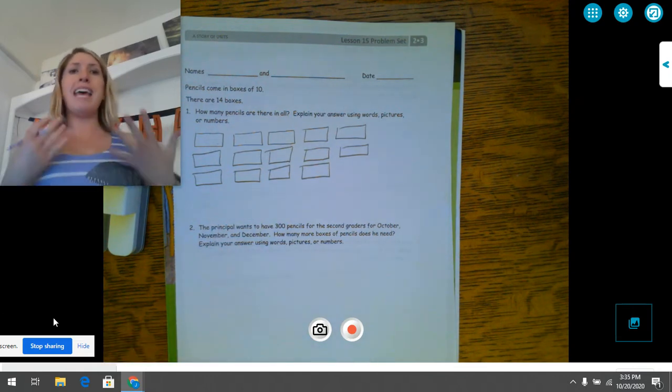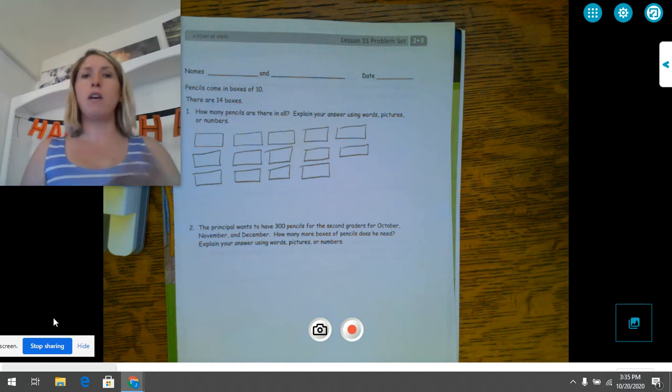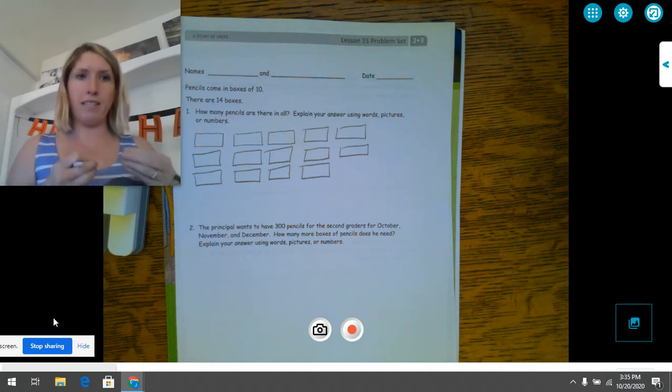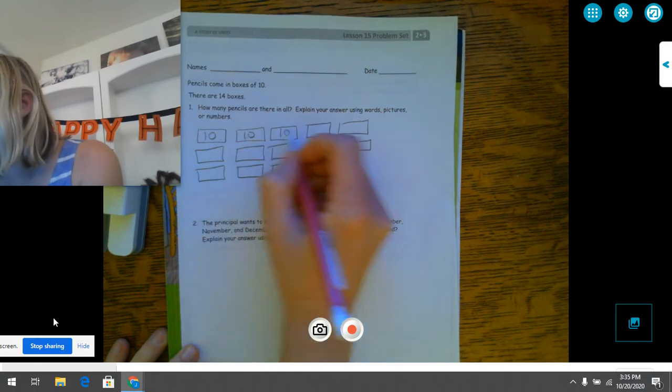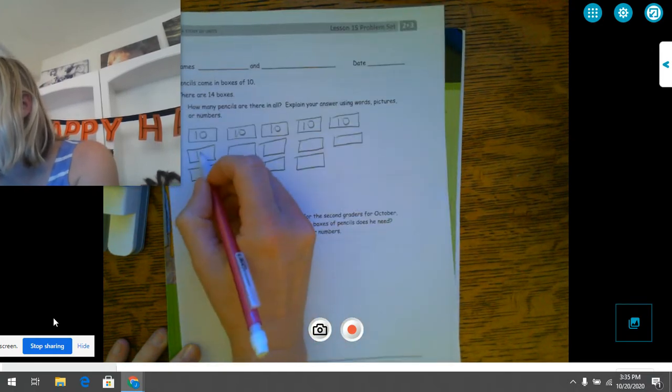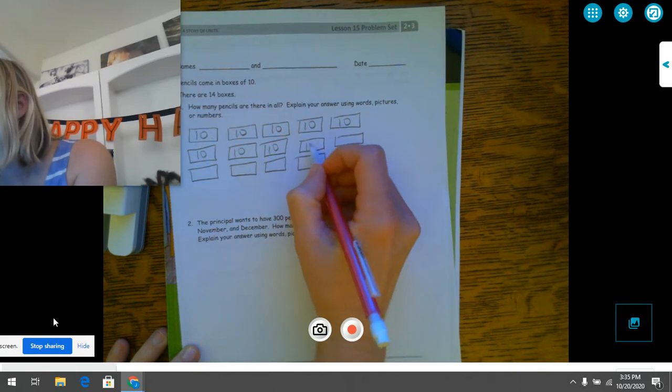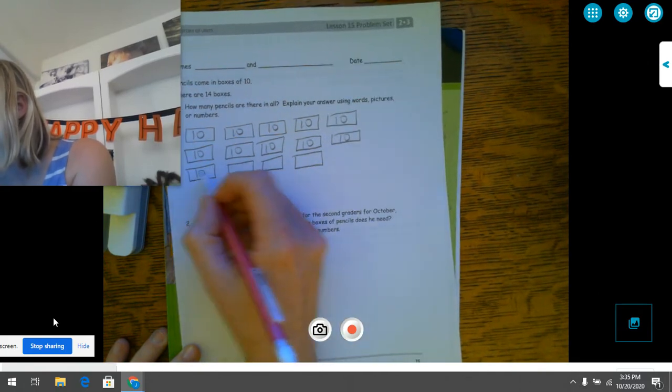And now we know there are 10 pencils in each box. So what should I write on each of those rectangles? We're going to write a 10 on each box of pencils to show us that there are 10 pencils inside each of those boxes.